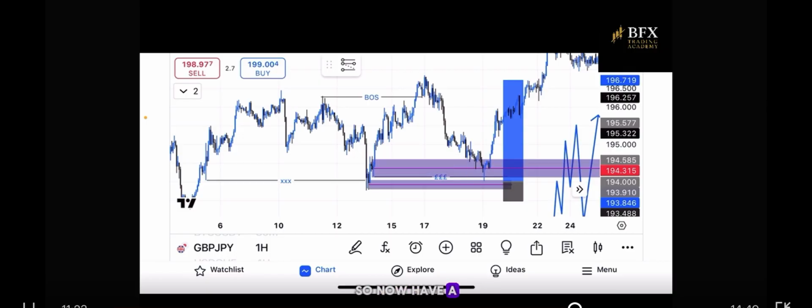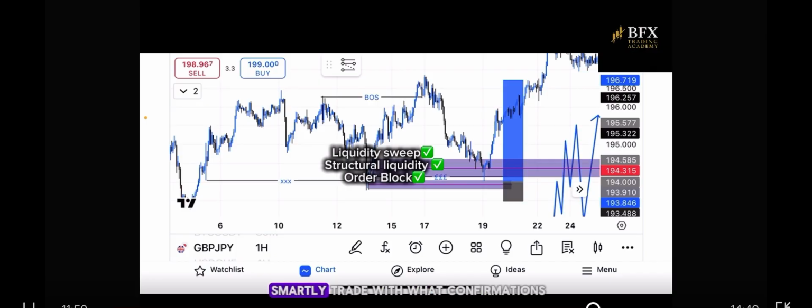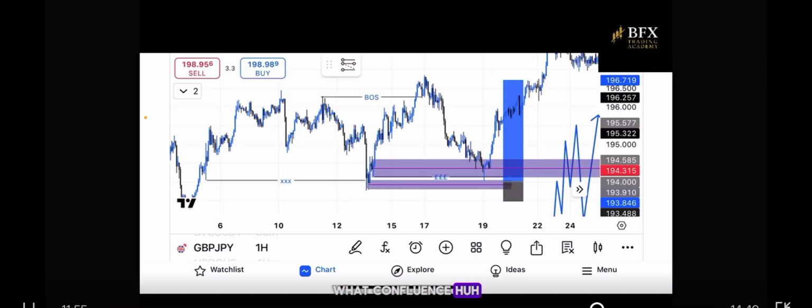Okay, so now have a liquidity sweep, have a shift in structure, have a structural liquidity left behind, or an inducement, which is the retail traders. So have those left behind. Then mark out your right order block. Okay, so don't become the retail traders. Just try trading smartly. Trade with confirmations, confluence. That will boost up your precision in the market, right? So that's how you trade. It's that easy.